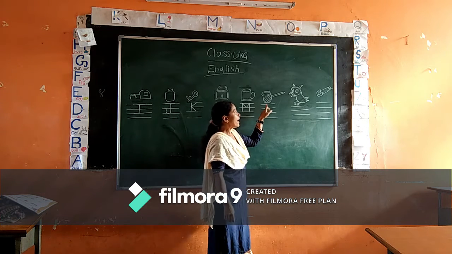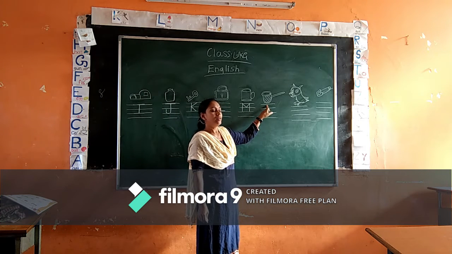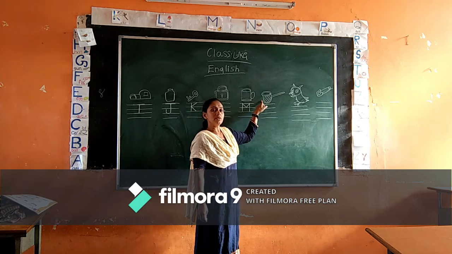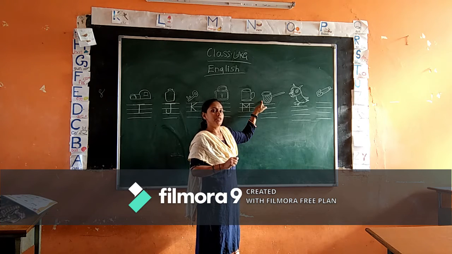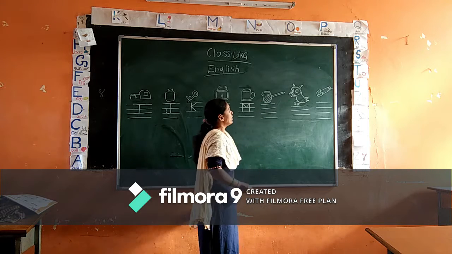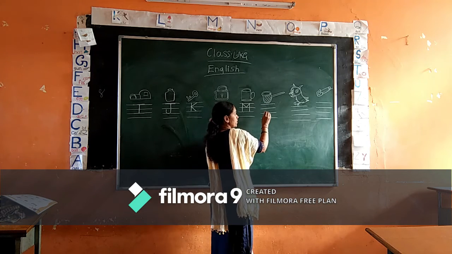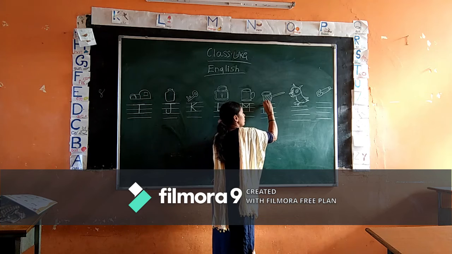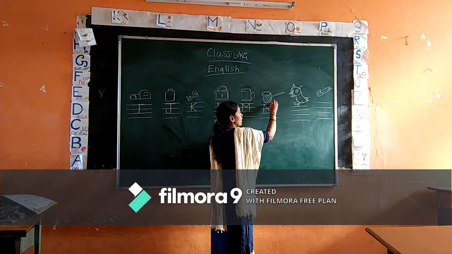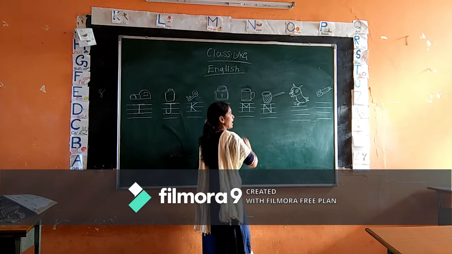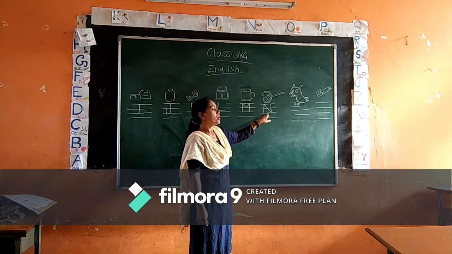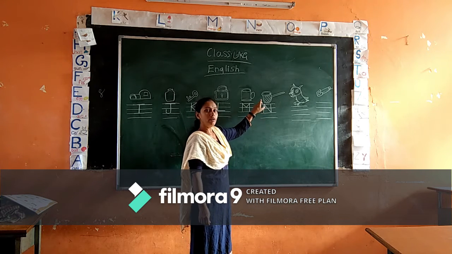Next one is N for net. N for net. What will we use a net for? To catch fish. Okay? Yes. Let's write the beginning letter of this word. Write one standing line, right slanting line, and one more standing line. This is capital N. N for net.